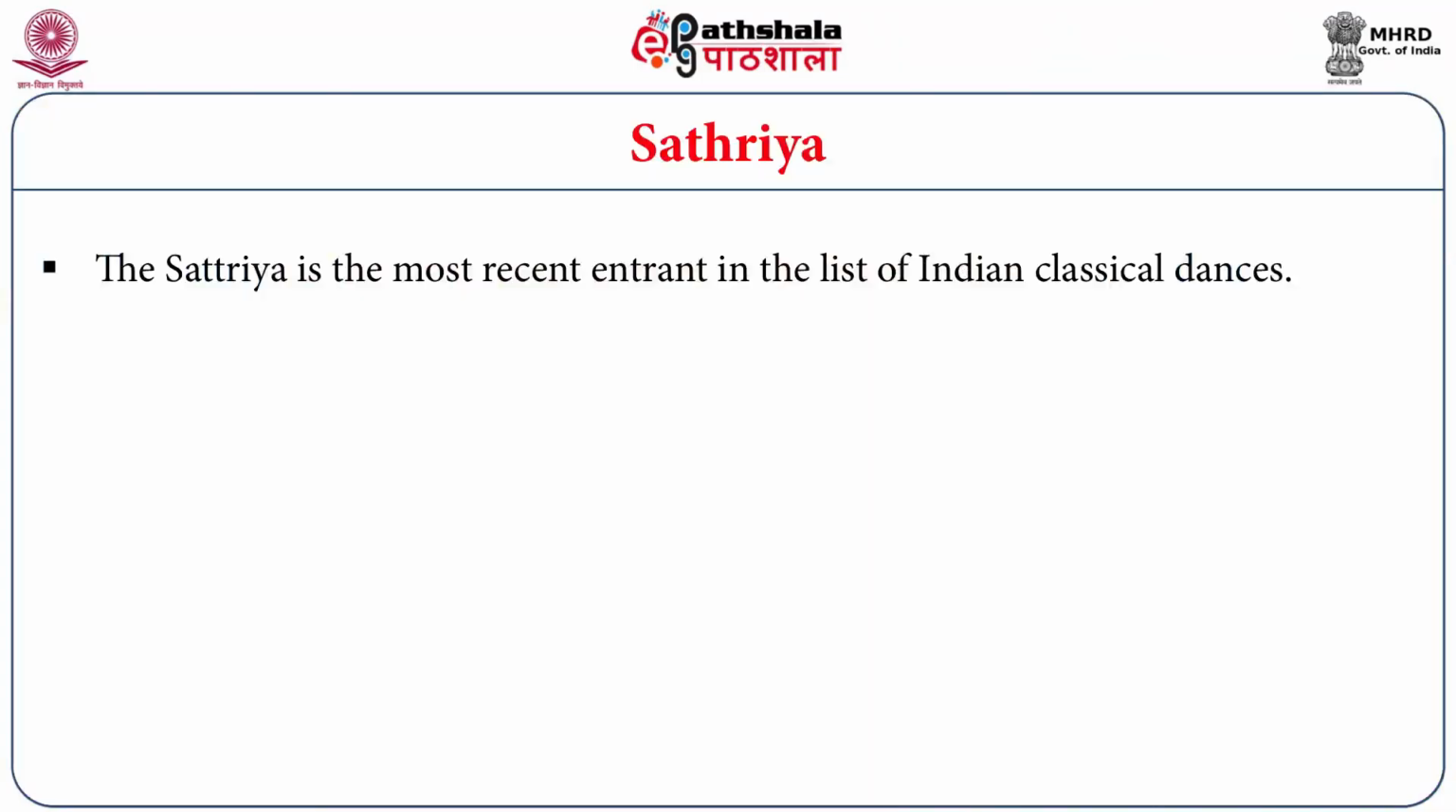The Satriya is the most recent entrant in the list of Indian classical dances, which was very recently added as an Indian classical dance form. Before that there were only 7 dance forms of India, but very recently they added Satriya also because they also follow the text of Bharata's Natya Shastra, the ancient text. That is why this art form has been included as an Indian classical dance form.